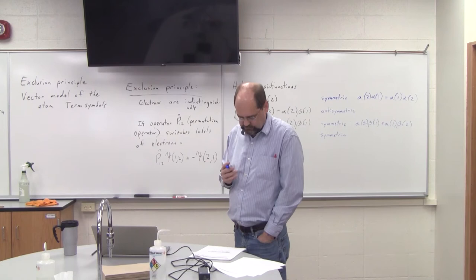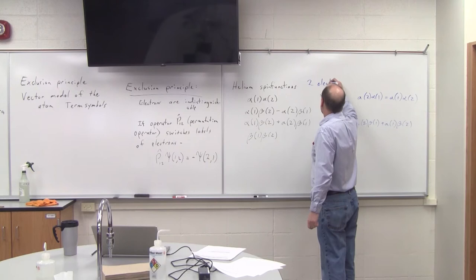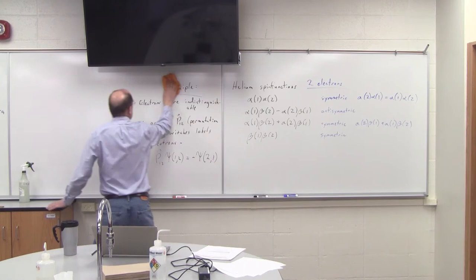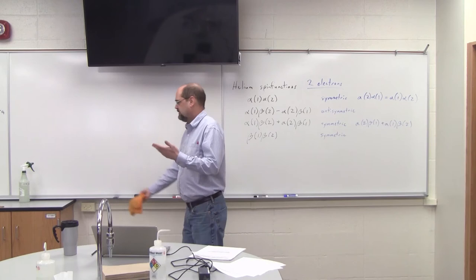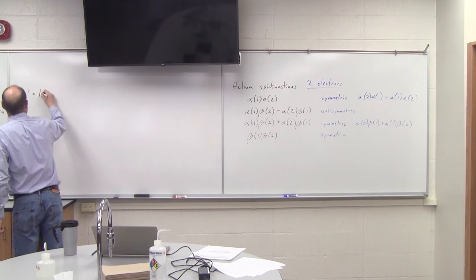So now where are we going to go with this? These are helium spin functions, and with helium I mean two electrons. This is the spin function. Our entire wave function is a product of a spatial function and a spin function. So what do I mean when I write 1s2? What I mean is 1s electron 1, 1s electron 2.